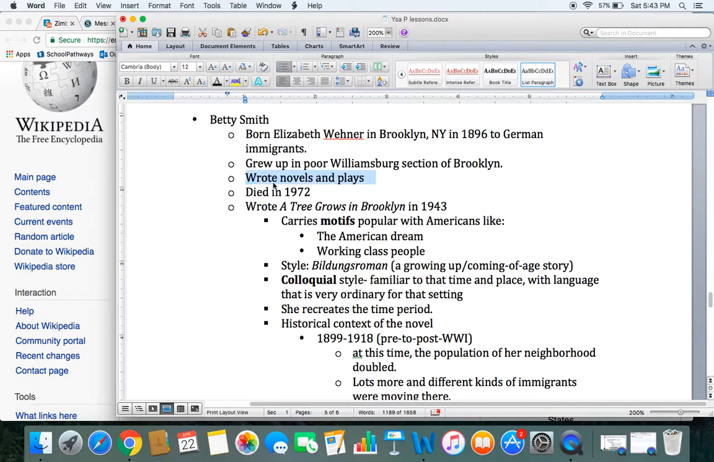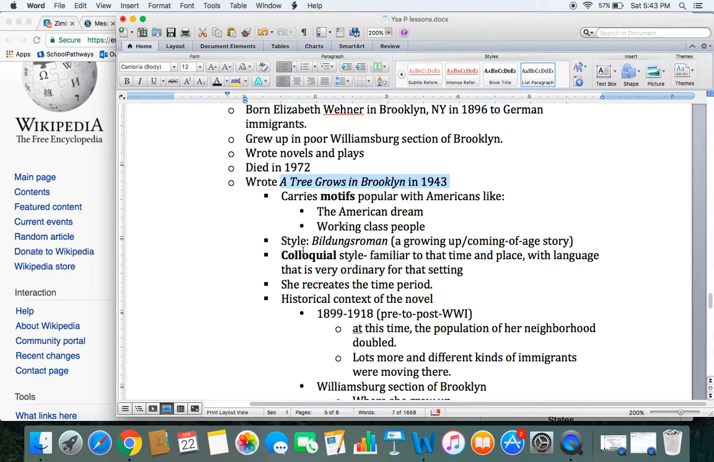Betty wrote novels and plays. She died in 1972, and she wrote A Tree Grows in Brooklyn in 1943. It carries motifs popular with Americans. Motifs are ideas that keep coming up, and one of those is the American dream.